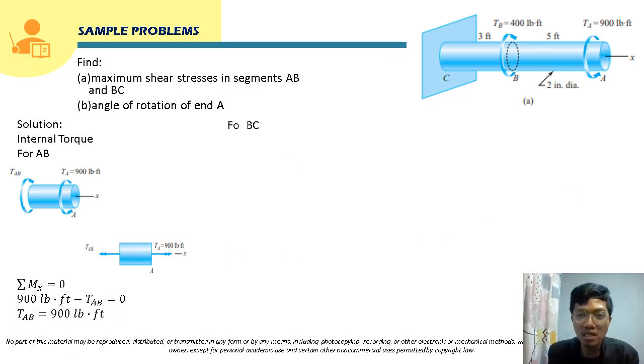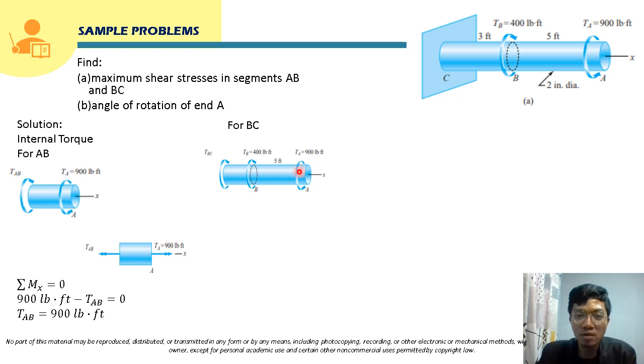Now for segment BC, we can cut segment BC, let's say here at this section, and let's just consider this segment at the right, instead of the segment at the left. If we are going to use the segment at the left, we have to solve first for the reaction torque here at support C. So instead we use this segment to simplify the computation. Class, this will be the right segment upon cutting segment BC here at this section.